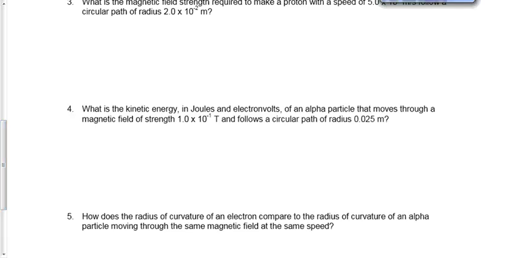Let's circle a couple things here. First of all, we're looking for the kinetic energy in two different units, joules and electron volts. So joules is the standard unit. That's what we're probably going to find first, but then we've got to remember to convert that to electron volts.